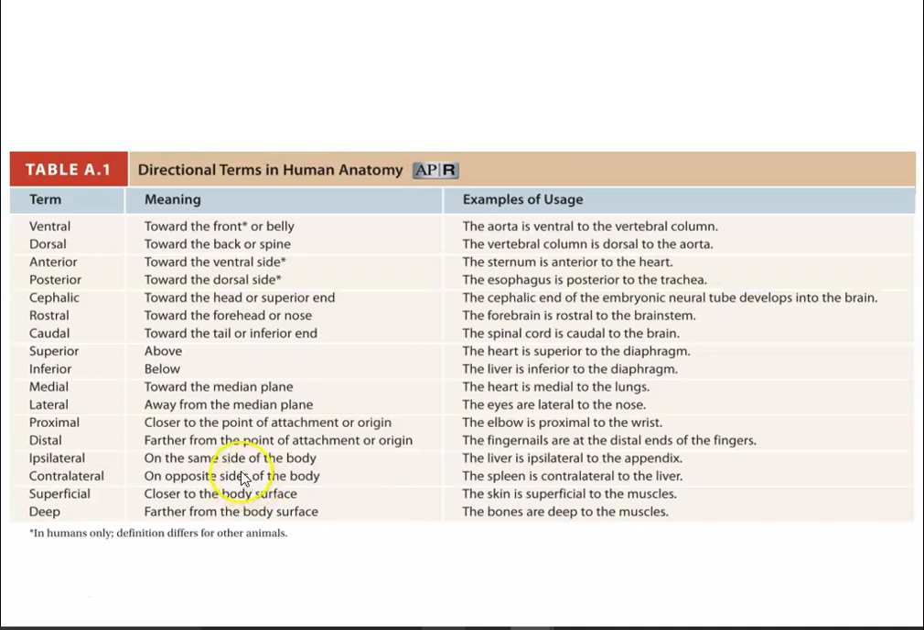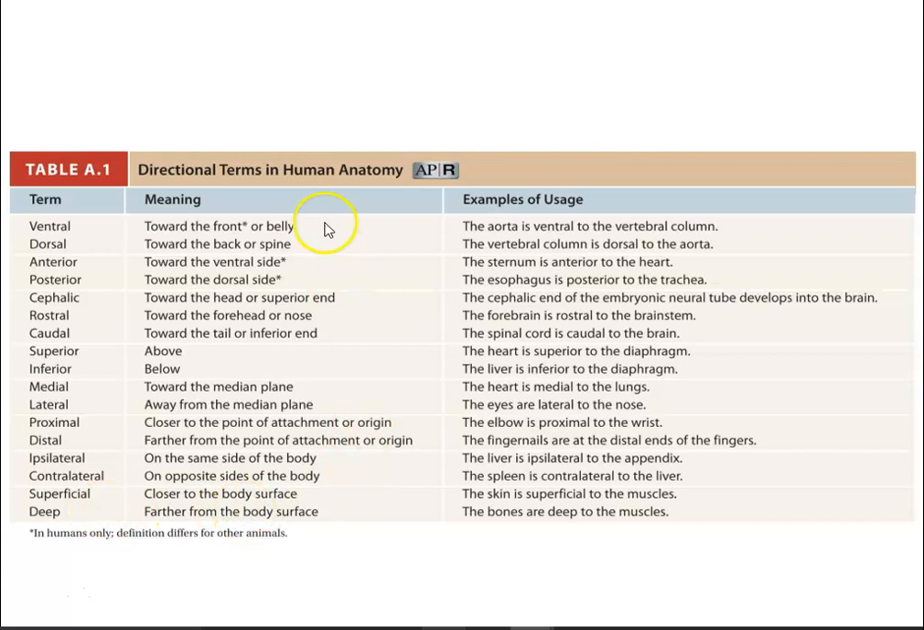Lateral means on the side of the body. So we have two types of laterals. One is ipsilateral, the other is contralateral. Ipsilateral means on the same side of the body. Contralateral means on the opposite sides of the body. And superficial is on the surface, deep is inside.